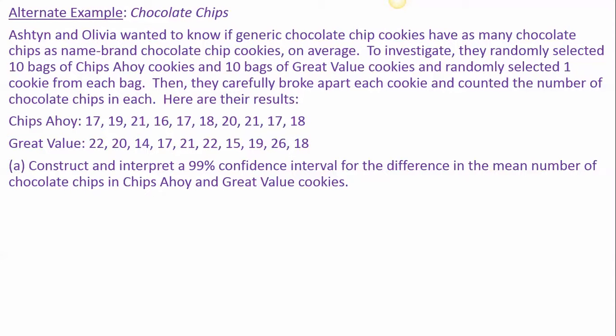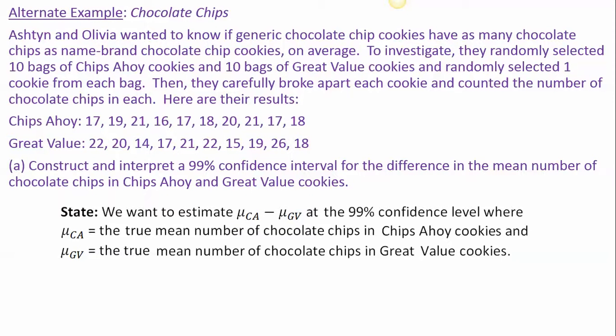For an example, we're going to look at Ashton and Olivia wanted to know if generic chocolate chip cookies have as many chocolate chips as brand name chocolate chip cookies, on average. To investigate, they randomly select 10 bags of Chips Ahoy cookies and 10 bags of Great Value cookies and randomly select one cookie from each bag. Then they carefully broke apart each cookie and counted the number of chocolate chips in each. Here are the results. Construct and interpret a 99% confidence interval for the difference in the mean number of chocolate chips in Chips Ahoy and Great Value cookies.